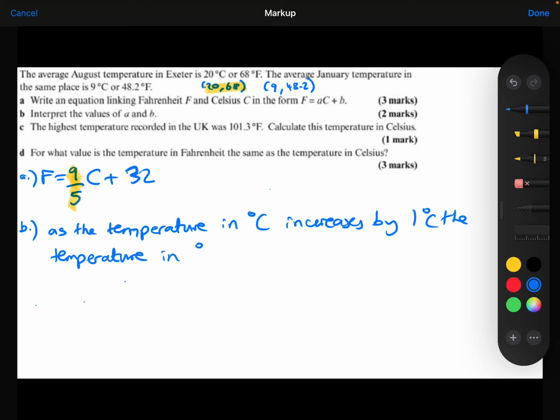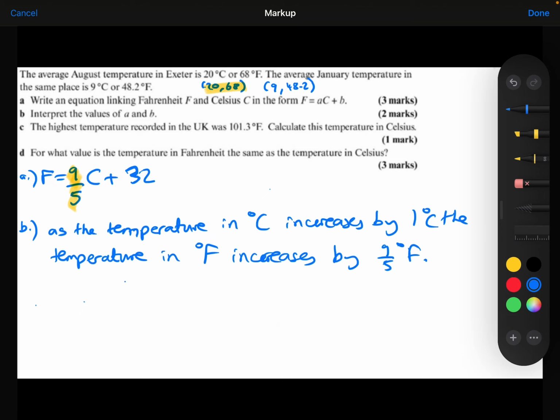Temperature in degrees Fahrenheit increases by 9 over 5. That's what the A means. That's my interpretation of what the A constant there means. Because it's a gradient, it's saying as the x, or degrees Celsius, increases by 1, then the y, in this case Fahrenheit, will increase by 9 over 5, or 1.8 degrees Fahrenheit.